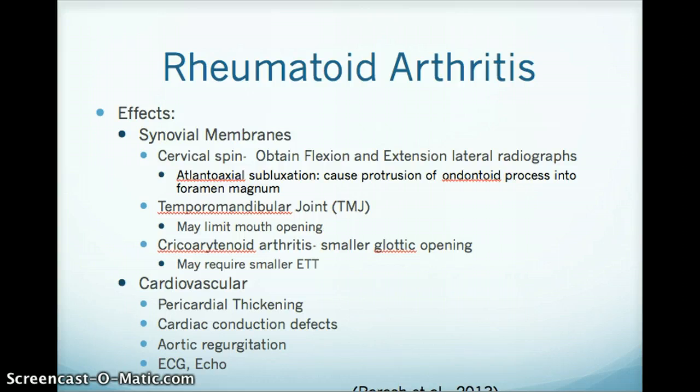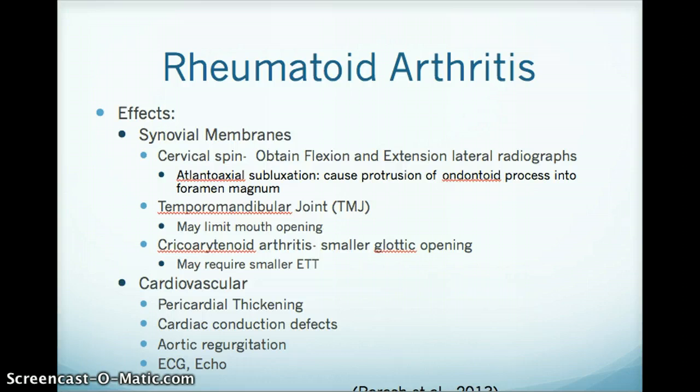If it is determined that atlantoaxial subluxation is present, you must intubate the patient with inline stabilization using a fiber optic scope. Cricoarytenoid arthritis may present as hoarseness or inspiratory stridor and can lead to airway obstruction after extubation. It is also required to use a smaller size endotracheal tube to intubate these patients.